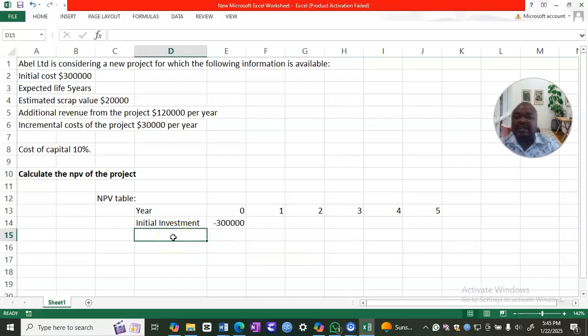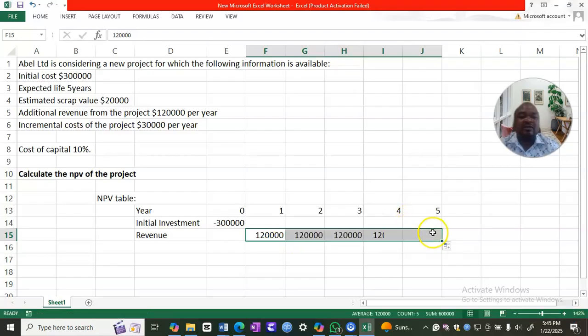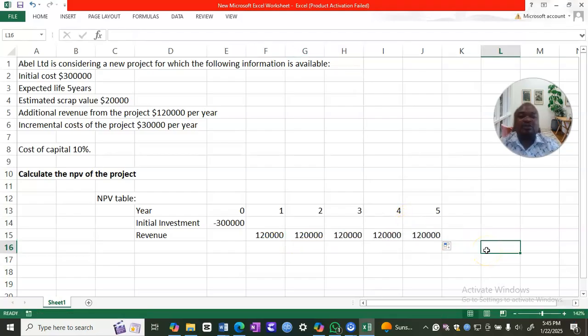Then the other cash flow we are looking at is the revenue, that's 120,000. And this was to be per year. So I think we can copy everything there. That's our 120, 120. We don't have to waste a lot of time. It's positive 120 because it's an inflow.